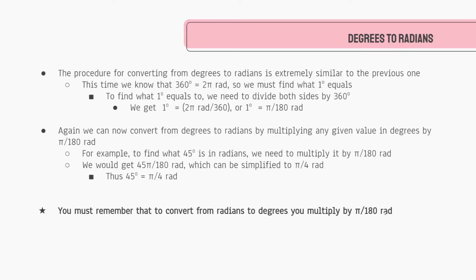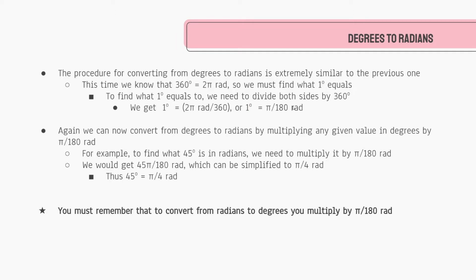Now, to convert from degrees to radians, you perform almost the exact same procedure, you just switch places between the degrees and the radians. So now we know that 360 degrees is equal to 2 pi rad. Now, instead of finding what 1 radian equals, we could find what 1 degree equals. How we do that is simply dividing both sides by 360 degrees. So 360 degrees divided by 360 degrees gets us to 1 degree. And then the second side would be 2 pi rad divided by 360, which could be simplified into 1 degree is equal to pi over 180 rad.